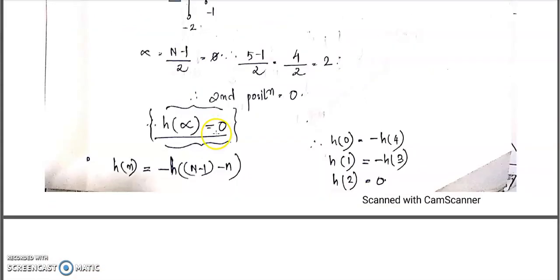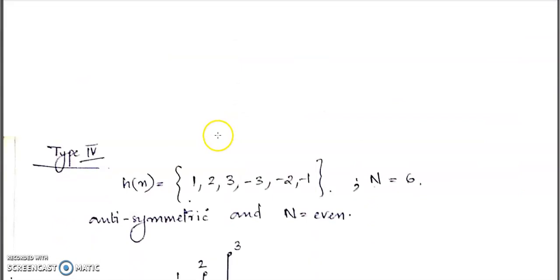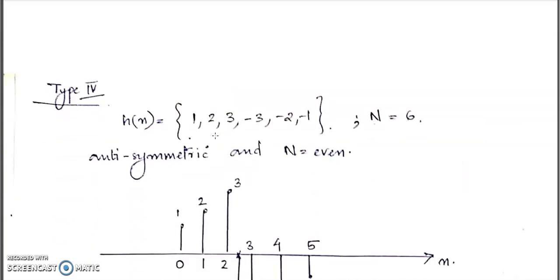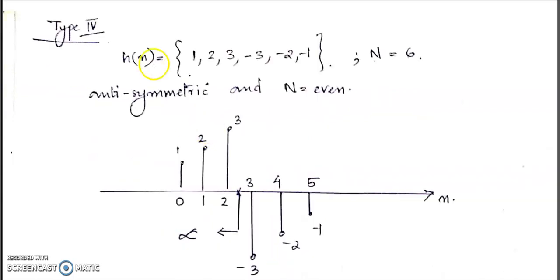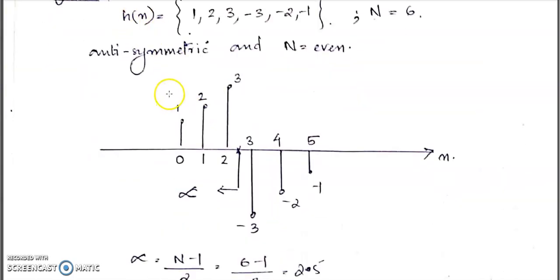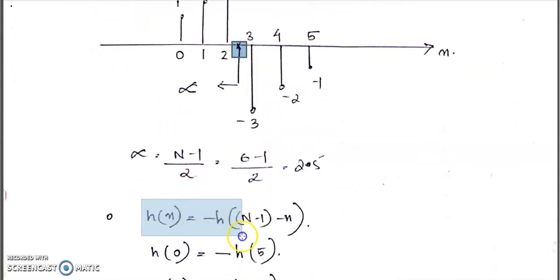Then move on to the last category, that is the type 4 filter. Here the difference is that the number of filter coefficients must be even. Here also with respect to alpha, you can check that alpha is equal to n minus 1 by 2. Here n is 6, so with respect to 2.5, the impulse response is anti-symmetric. Here also it satisfies the expression h of n is equal to minus of h of n minus 1 minus n. This minus represents that the filter is anti-symmetric.